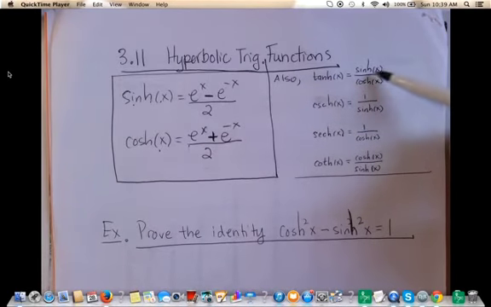The other four hyperbolic trig functions follow pretty naturally. They're exactly what you'd expect them to be.